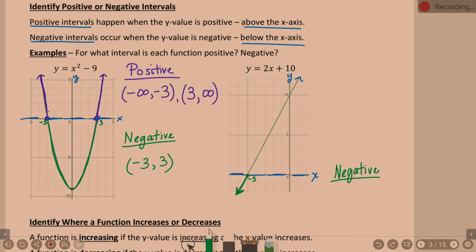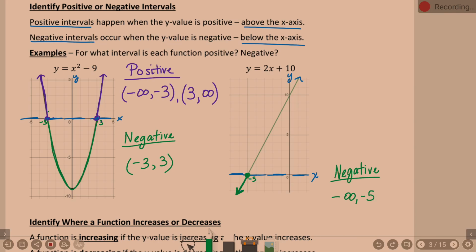But in terms of if I start at the left, where am I starting from? I'm starting way down here, all the way at the left. So I'm starting at negative infinity, up to when do we stop being negative? We're going to stop being negative at -5. So what I'm looking for there is negative infinity to -5.